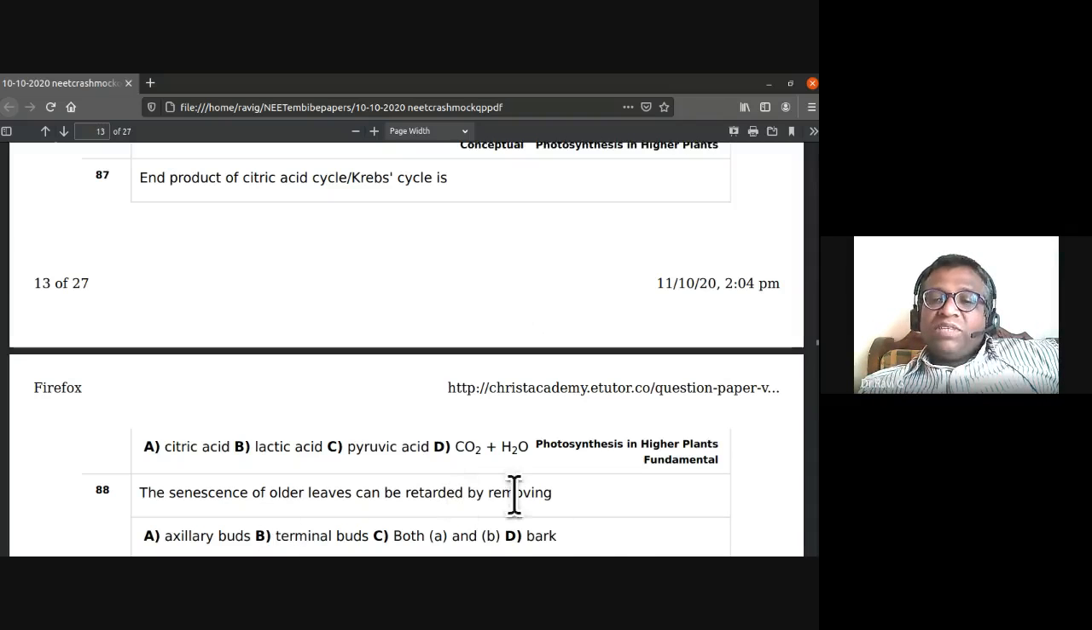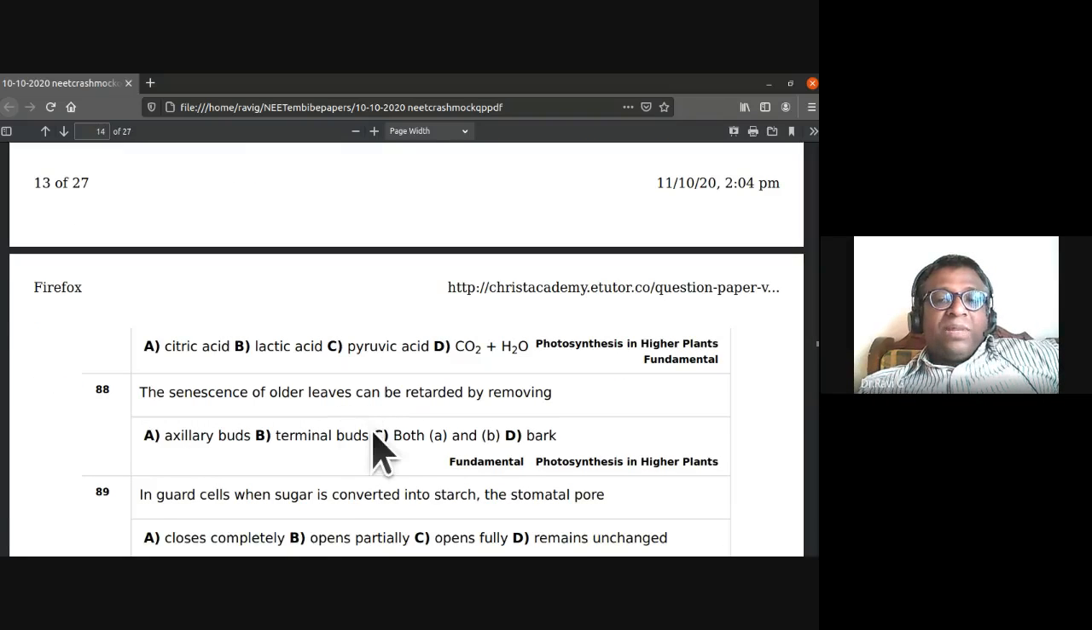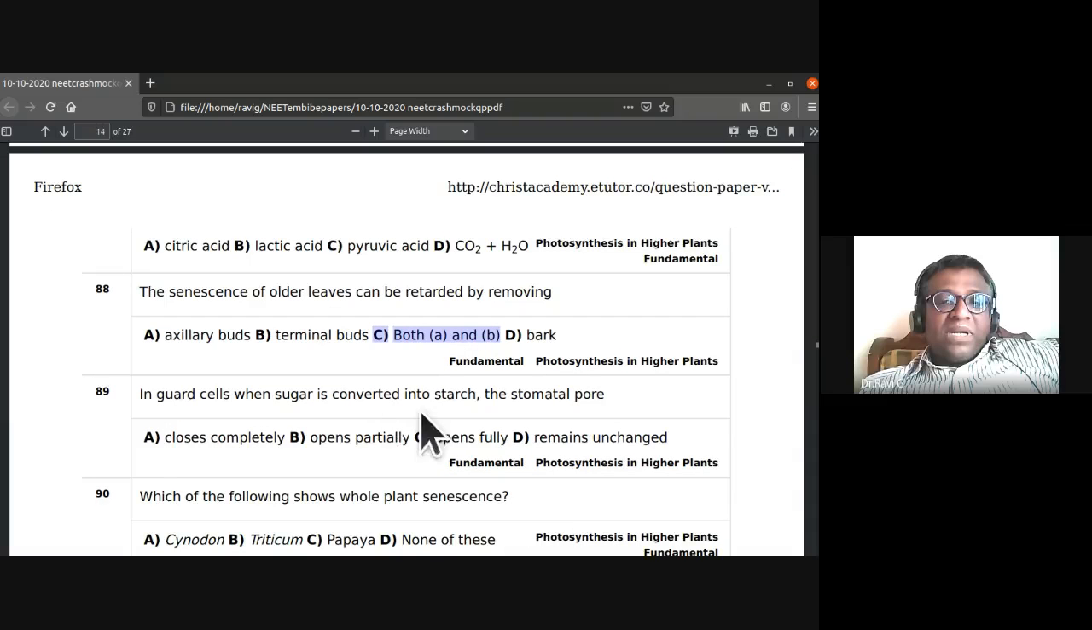The senescence of older leaves can be retarded by removing axillary buds and terminal buds. If you remove both axillary and terminal buds, the leaves don't age. So you can avoid the aging of older leaves by removing the axillary and terminal buds. In guard cells, when sugar is converted into starch, the stomatal pore closes completely.